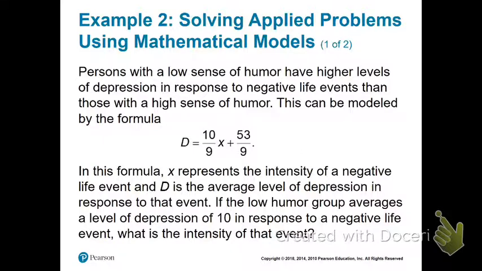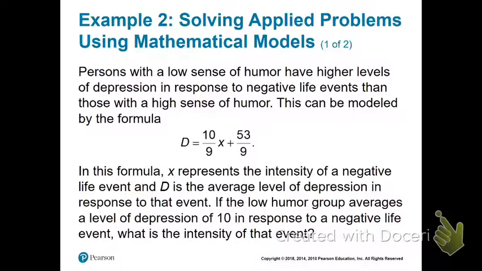All right, so in this example, I think it should be example 3, I'm sorry. It says solving applied problems using mathematical models. Persons with a low sense of humor have higher levels of depression in response to negative life events than those with a high sense of humor. This can be modeled by the formula D is equal to 10 over 9x plus 53 over 9.